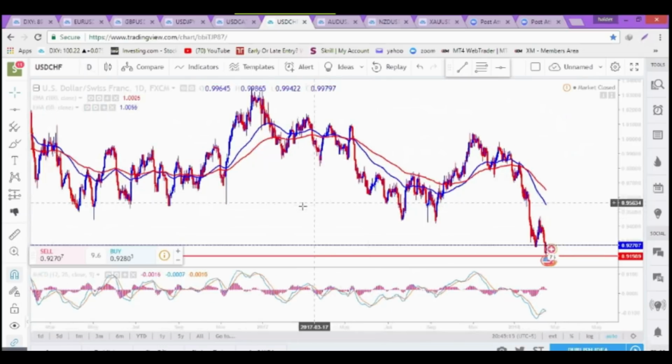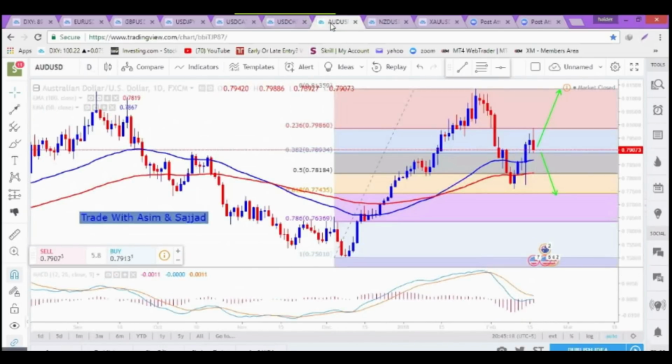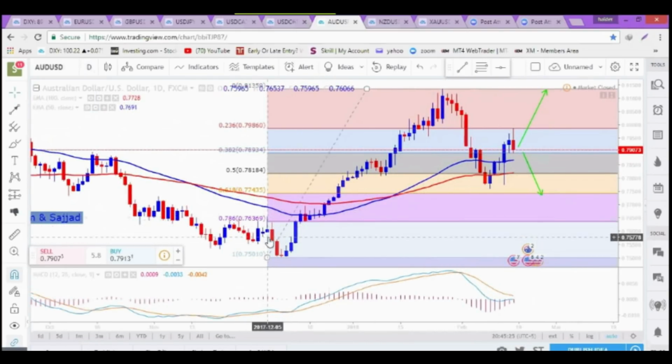Okay, so let's move to the Australian dollar, the Australian USD pair. For the last 1.5 months, Australian USD is doing quite well. It retraced a bit and then went up again. The only thing was Friday, when all the US pairs were down. So for Australian USD, I'm a bit neutral. It can go both ways.